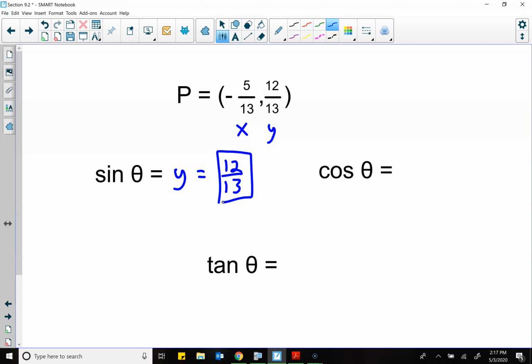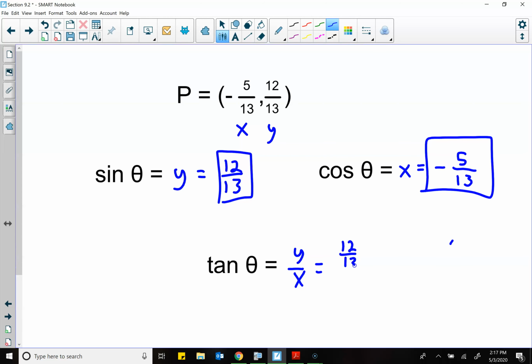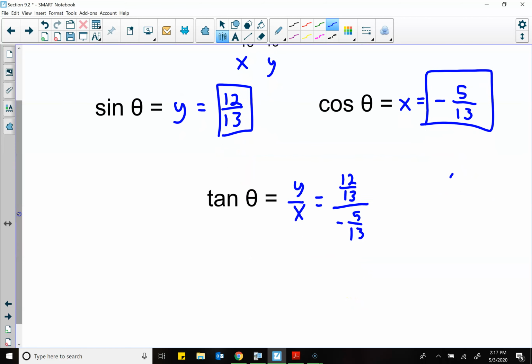Cosine is made up of the variable x. So if I want to know what cosine theta is for this point, we've got -5/13, because that's the x value. Tangent down here is made up of y over x. Well, all we do is plug in our y values, so 12/13 divided by our x value, which is -5/13. Okay, and then you can just go straight into your calculator and divide these 2 fractions.